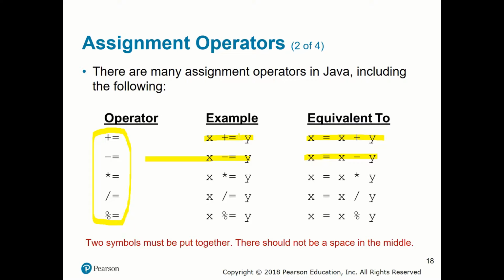This expression is just the same as this one. I think it is better for you to use this expression instead of this one, because these expressions are more intuitive. So many Java programmers use these operators. And when you use these symbols, these two symbols must be put together. This means that there should not be a space in the middle.